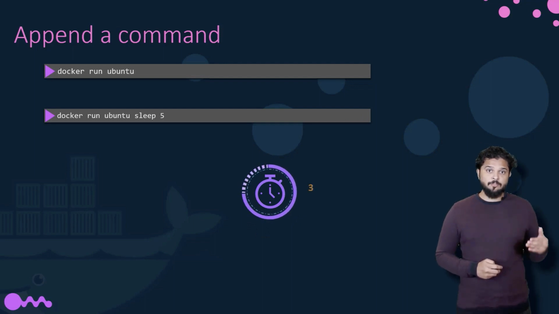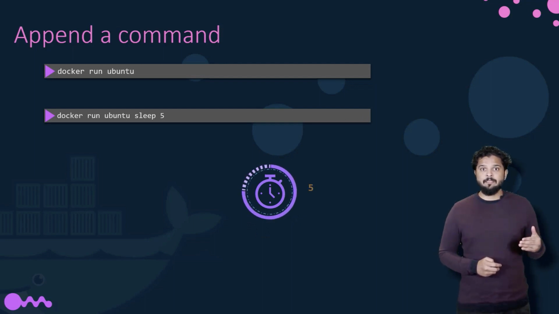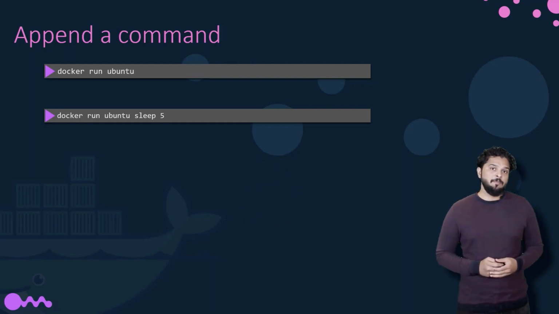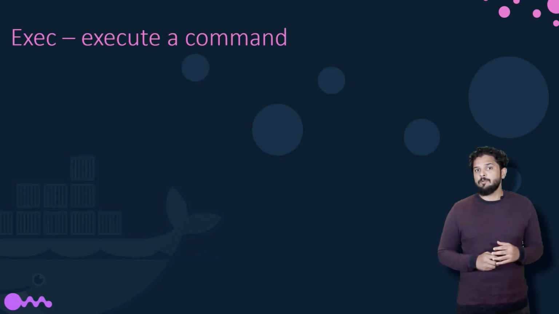When the container starts, it runs the sleep command and goes into sleep for 5 seconds, post which the sleep command exits and the container stops. What we just saw was executing a command when we run the container. But what if we would like to execute a command on a running container?